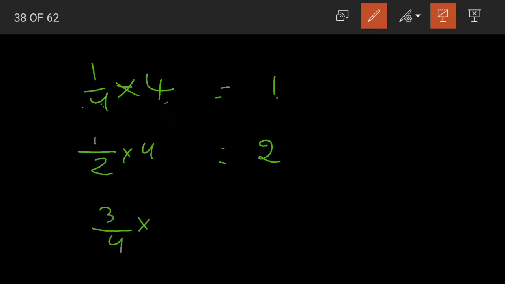1 by 4 of 4 will be 1. Yes, 4 divided by 4 will be 1. Then 1 by 2 of 4 would be 4 divided by 2, which is equal to 2. 3 by 4 of 4 will be, yes children, 4 divided by 4 we have 1, then into 3. That means we have 3.